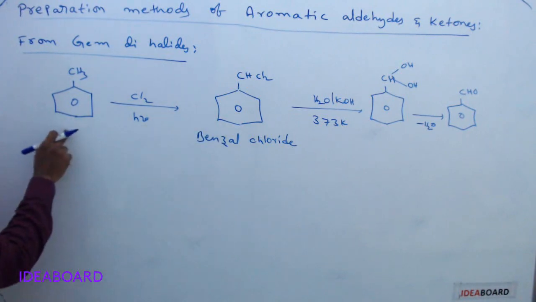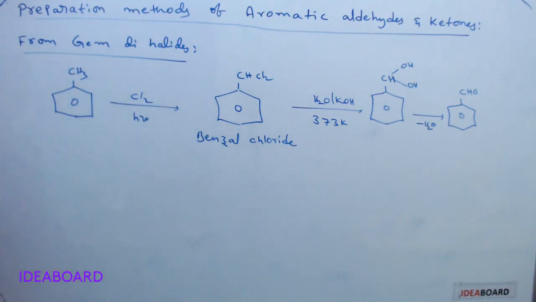How is this gem dihalide formed? Methyl benzene on chlorination gives benzal chloride. It is a simple method.